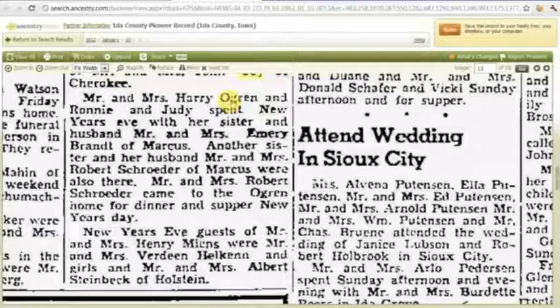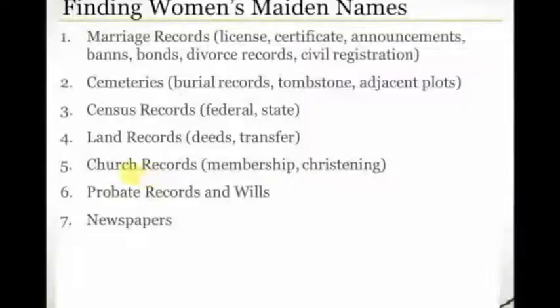And so if you happen to know who Mrs. Harry Ogren is, now you just have to figure out which one of her sisters married Emery Brandt and which one of her sisters married Robert Schroeder, and you know their married names. So it works both directions, whether you're going backwards in time or whether you're coming down and searching for those descendants. Okay, that was tip number 7, newspapers.